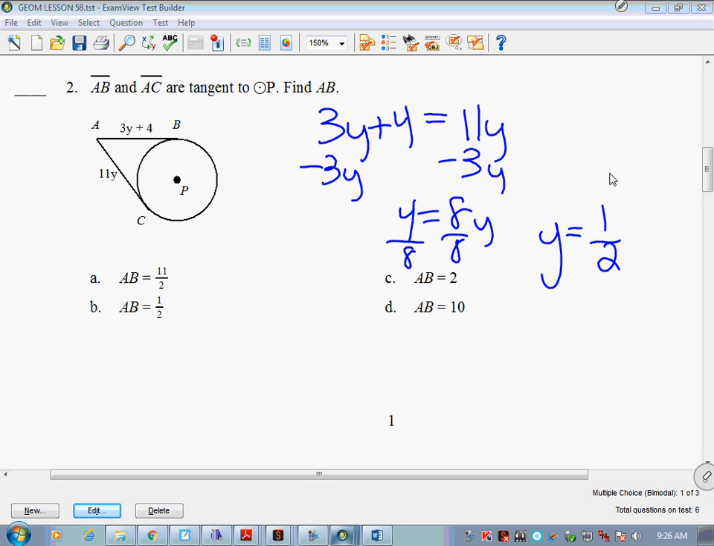I need to plug 1/2 in. Now, it says find AB. Let me ask you real quick. Do I have to plug 1/2 into 3y plus 4? Why not? Because they're congruent.